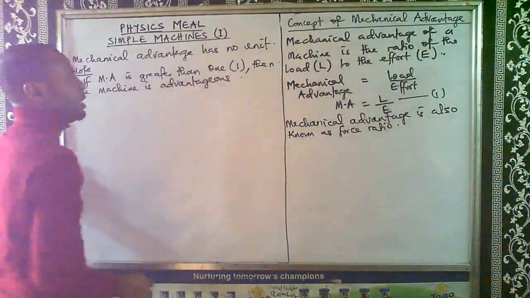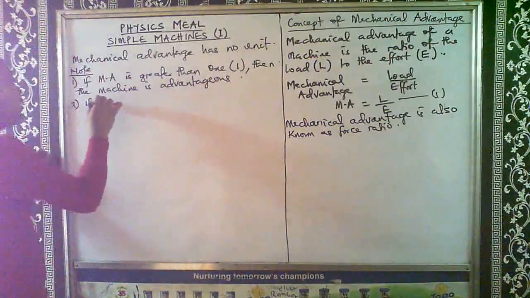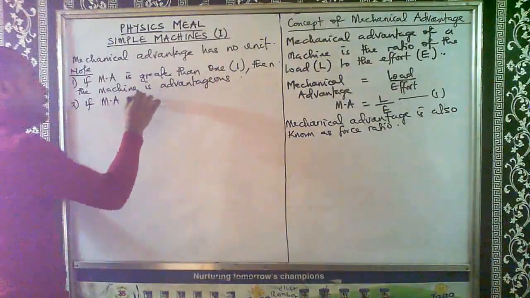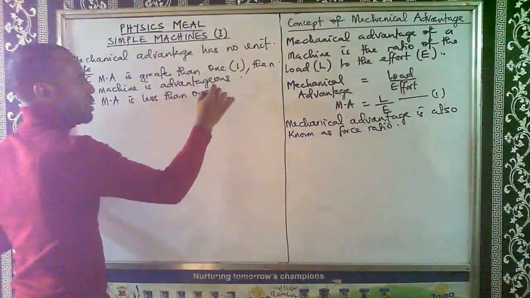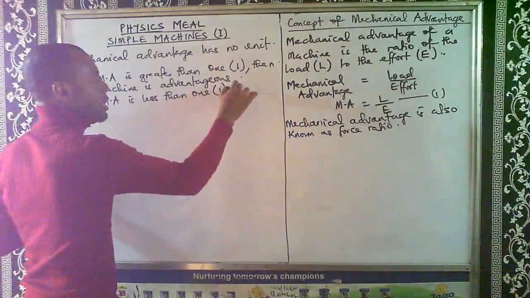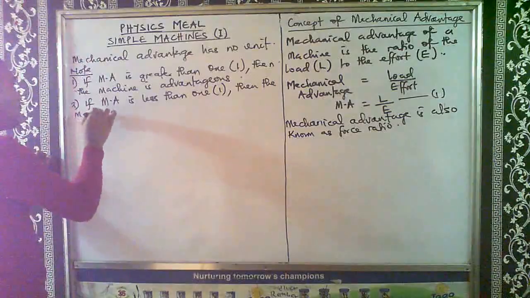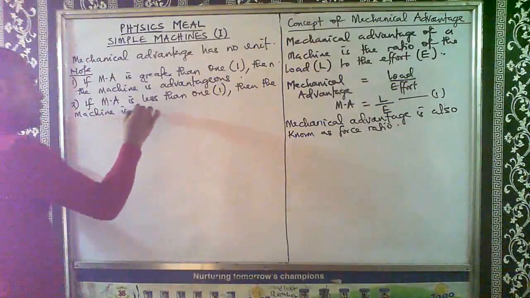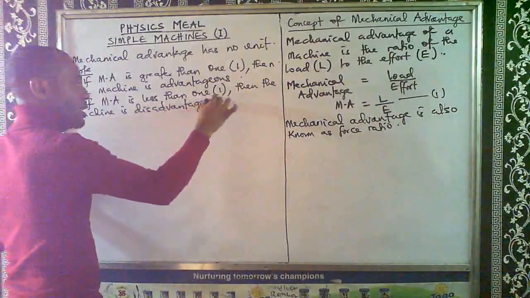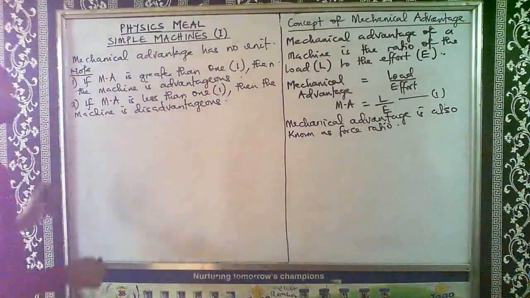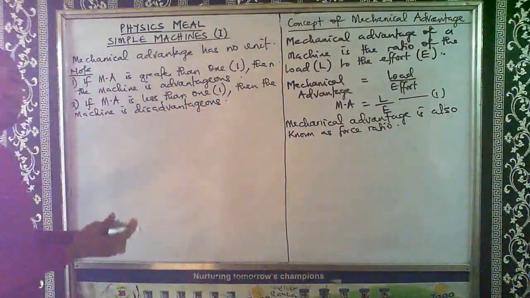So using the machine has some advantage. We are coming to see that. Two, if MA, that's mechanical advantage, is less than 1, then the machine is disadvantageous. Now, if mechanical advantage is equal to 1, then the load is equal to the what?